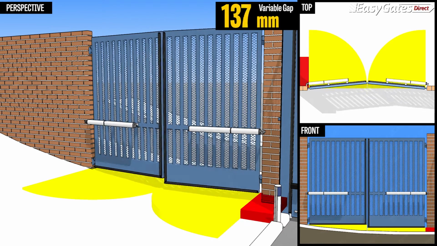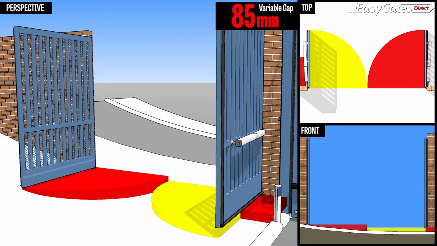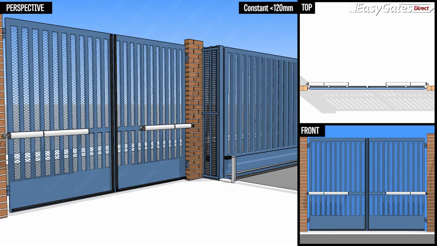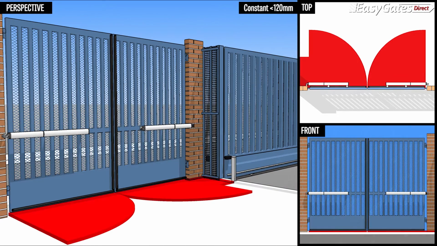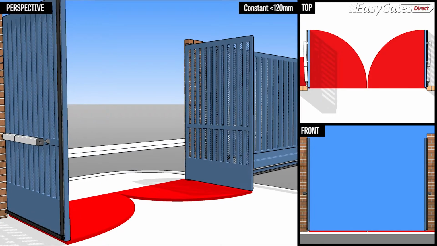The Code of Practice also defines that where the gap beneath a swing or bifold gate is variable, and or below 120 mm, then this can be considered a crushing risk. Again, all other hazard areas of the swing gate must be assessed separately and designed out or eliminated where possible.